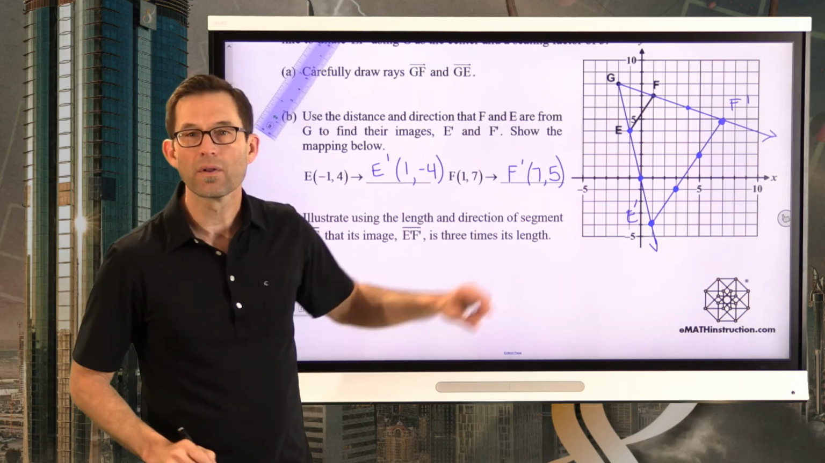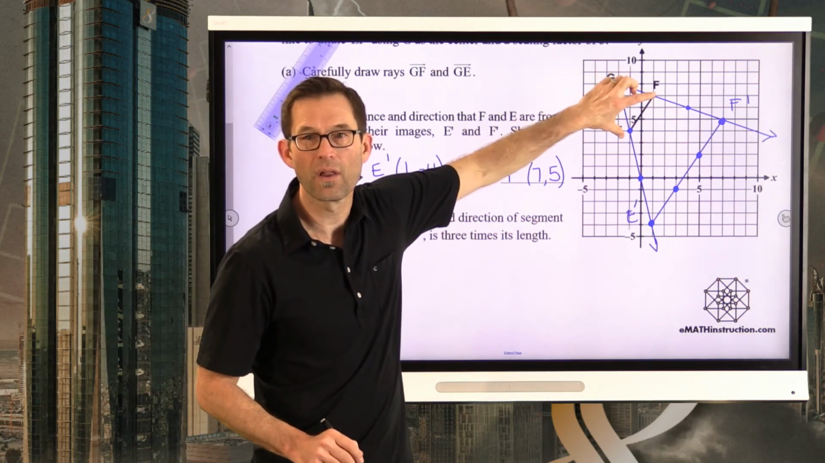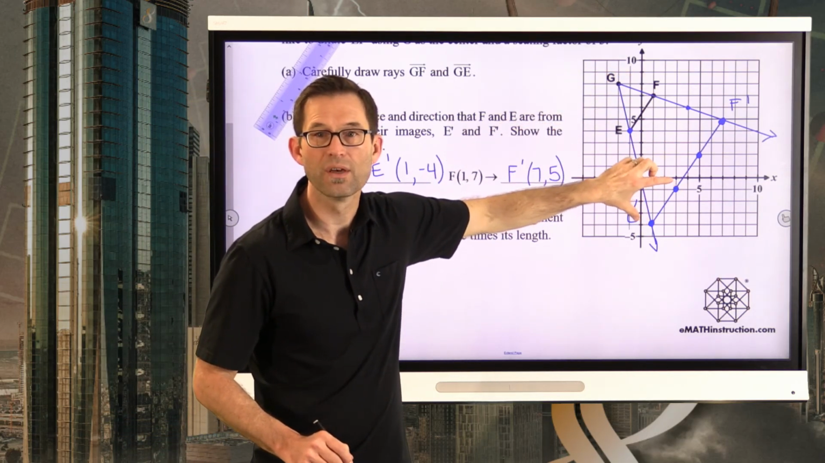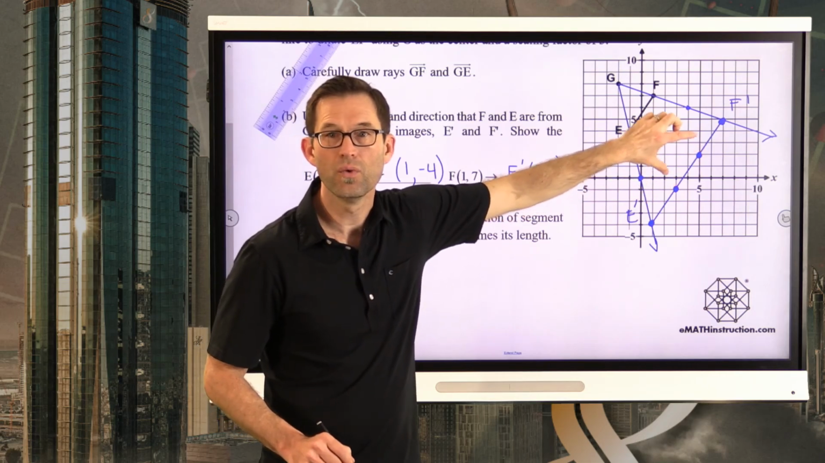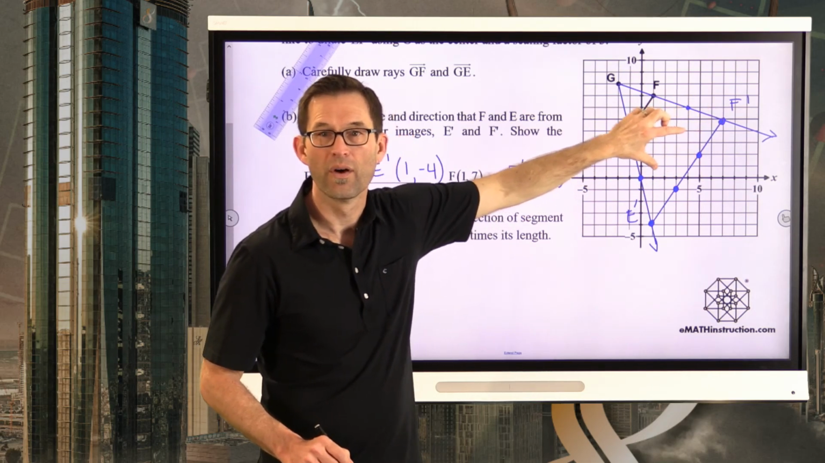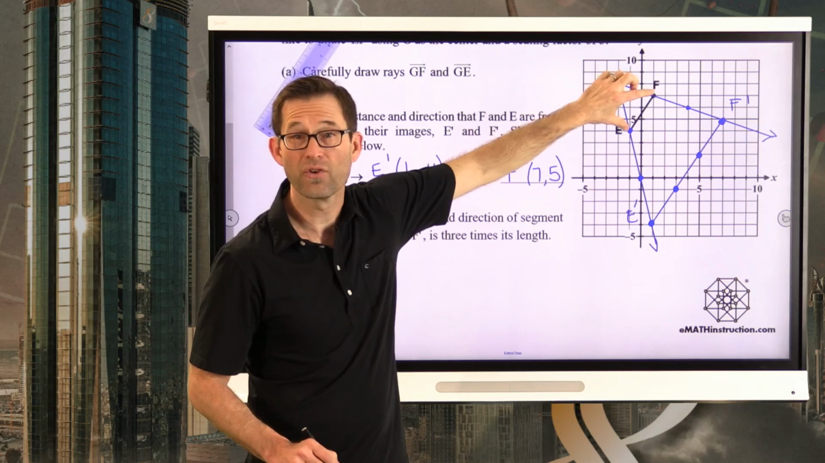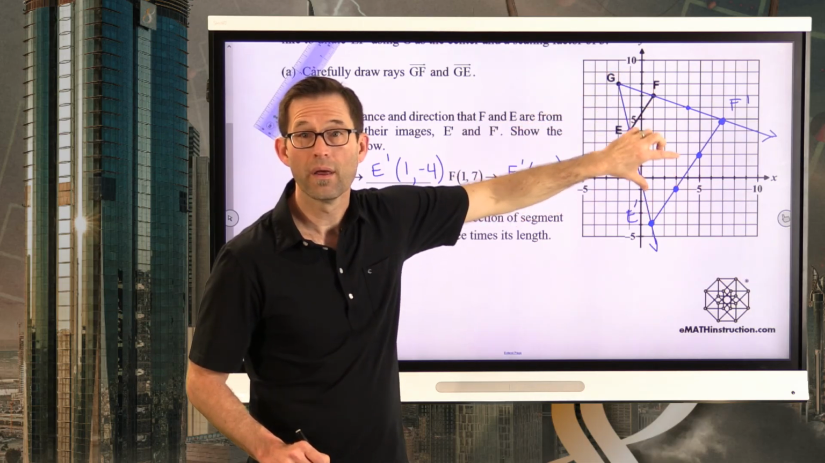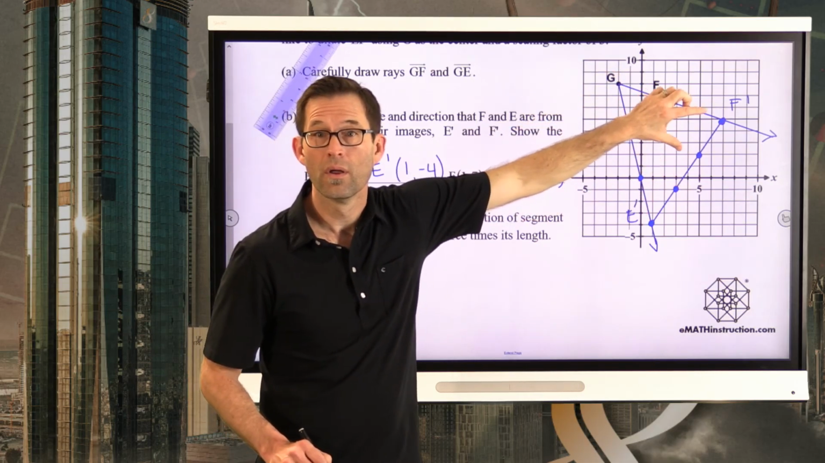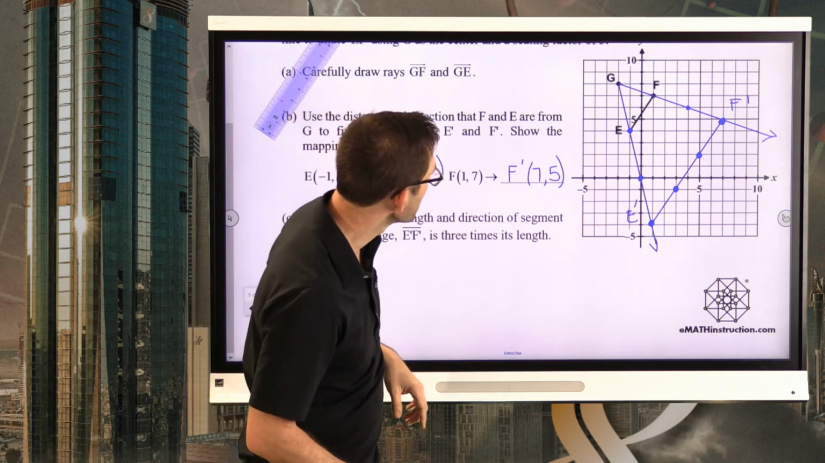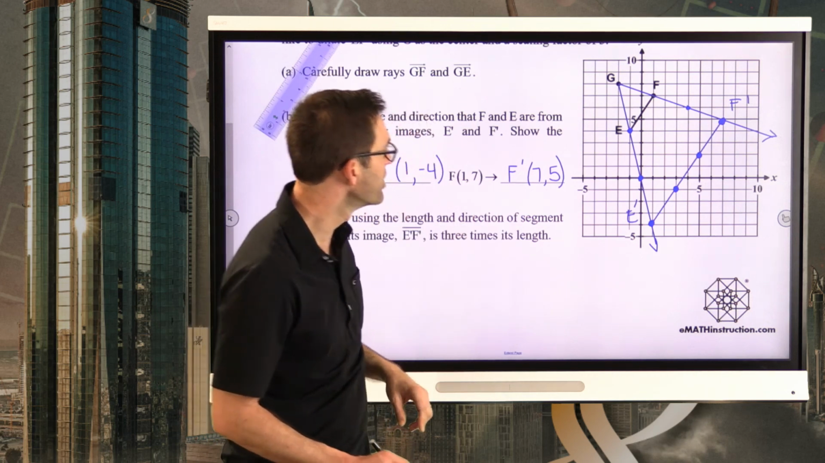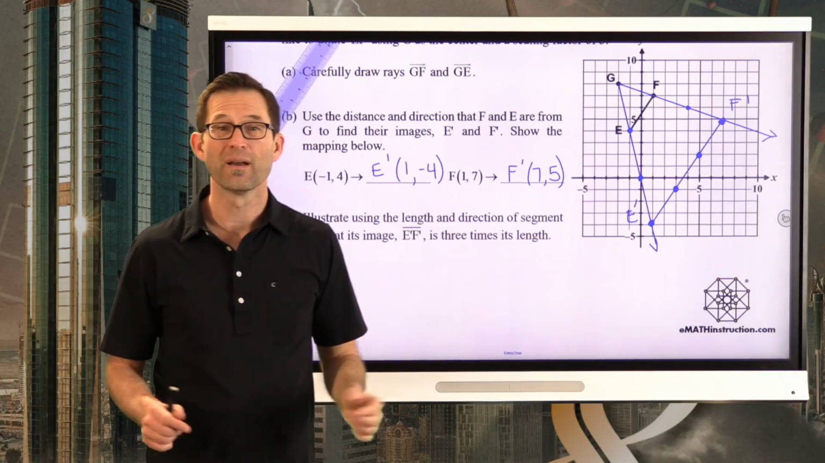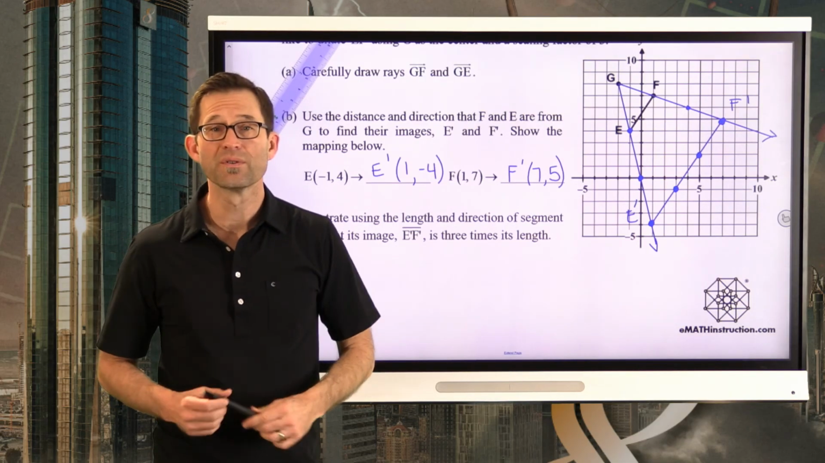So literally, I can take this particular line segment and reproduce it 1, 2, 3. That length and direction, 1, 2, 3. That second one looked a little bit small, but it's fine. Yep, 3 times the length. And that's what dilations always do.